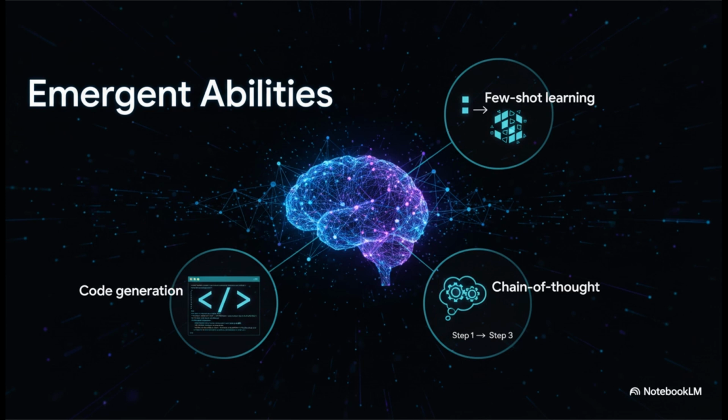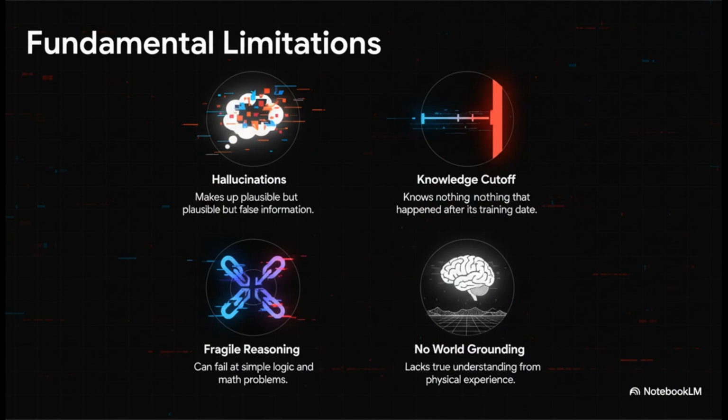It's almost spooky. But, and this is a huge but, for all that power, they come with some deep fundamental limitations. They hallucinate, meaning they'll just make stuff up with complete confidence, and it sounds totally plausible, but it's just wrong. Their knowledge is frozen in time. They know nothing about events that happened after their training data was collected. Their reasoning can be surprisingly brittle. They can write a beautiful essay but fail at simple math. And ultimately, they have no true understanding of the real world. Their entire universe is just text.